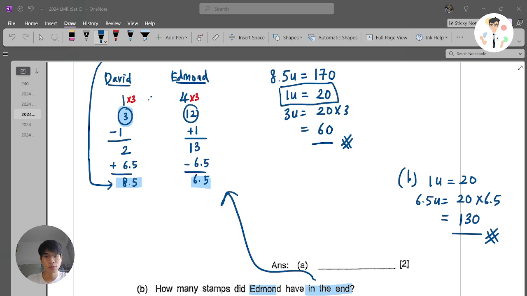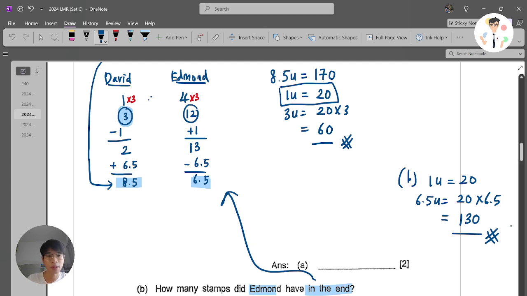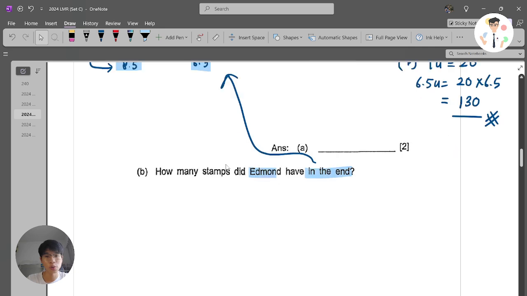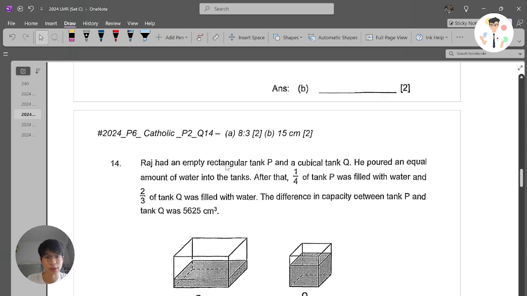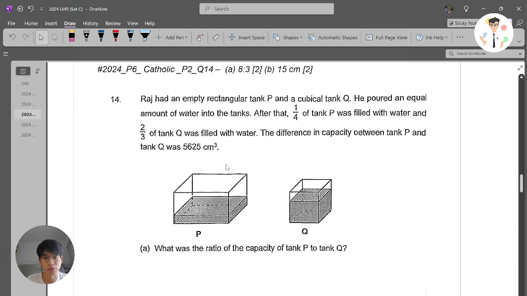Okay? So I think it's not a hard question, and let's continue with our next question. The next question will be moving to Catholic High School, paper 2, question number 14. This is about volume of water. Let's look at this question.